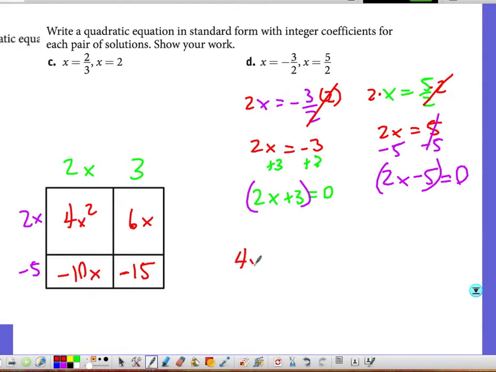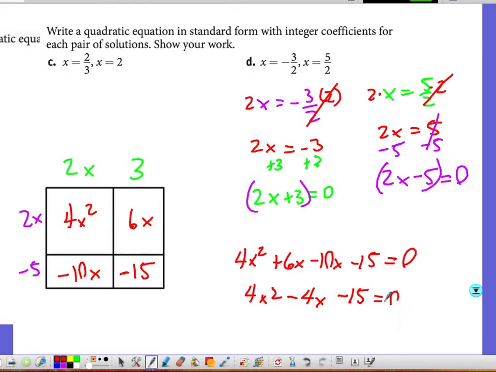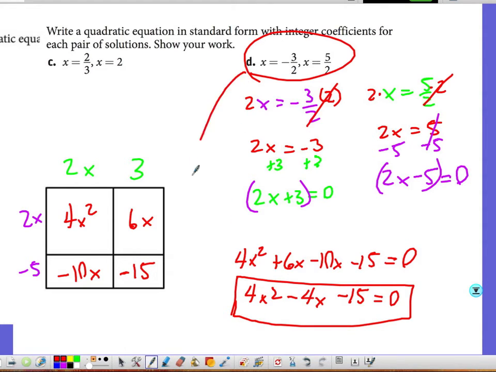Alright, so we just go ahead and write out my areas. Set it equal to 0, combine like terms, so we got 4x squared, 6x minus 10x is basically negative 4x, minus 15 equals 0. Here is my quadratic equation in standard form. So from my two solutions, I was able to work backwards and find the quadratic equation.